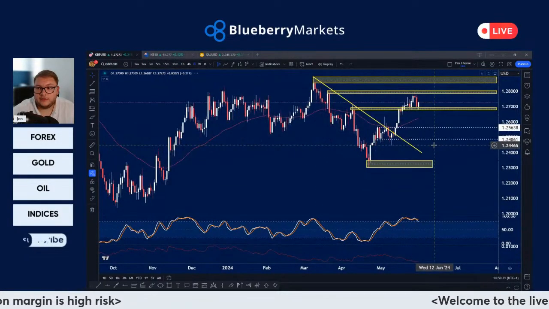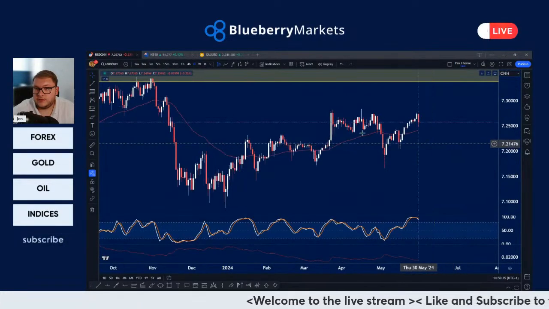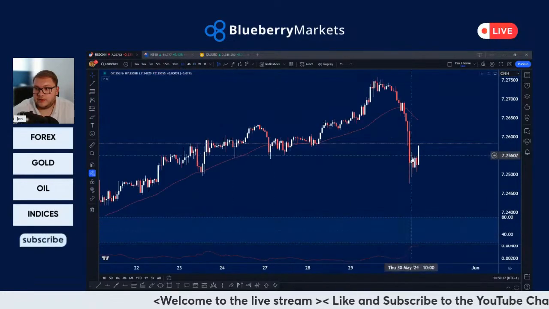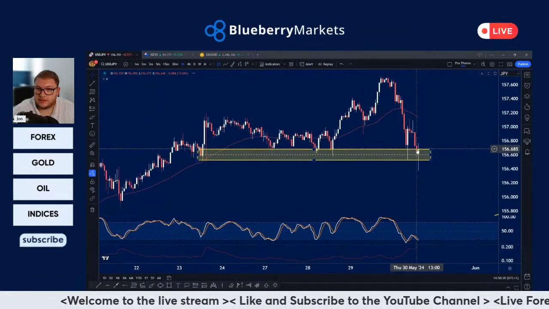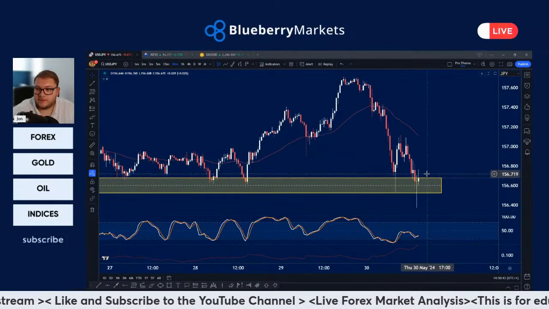Let's have a little look at our dollar yen. Let's see what dollar yen's up to. Feel like we're starting to see a rebound. Boom. Oh, that's dollar CNH. Starting to see a little bit of a rebound here.